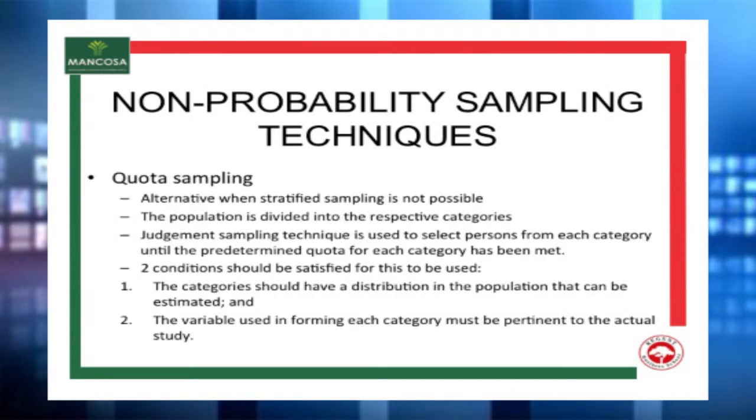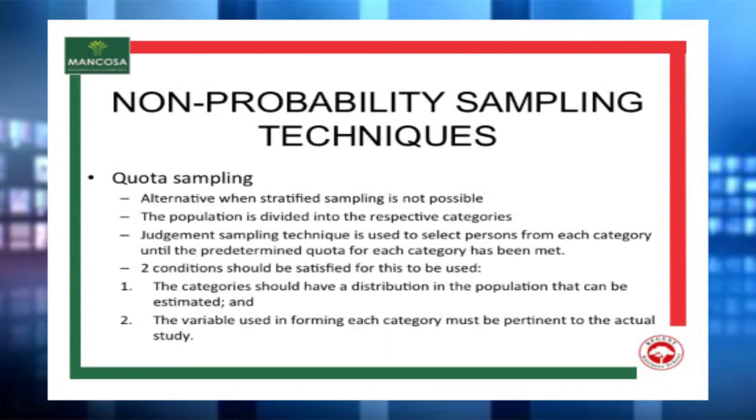Quota sampling refers to an alternative that can be used when stratified sampling is not possible. The population is divided proportionately into categories relative to the study being conducted. Thereafter, a judgment sampling technique is used to select persons from each category until the predetermined quota for each category has been met. The following two conditions must be satisfied for this method to be effective.